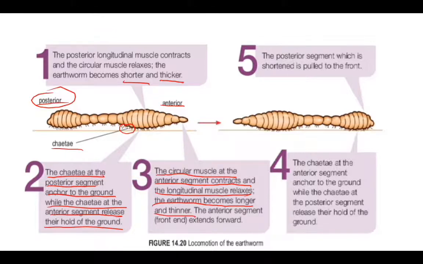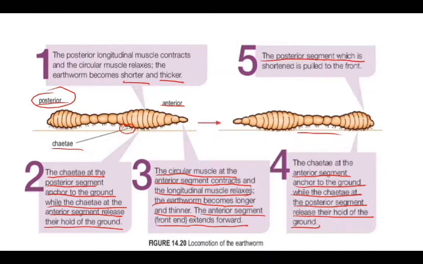So the anterior segment, okay, this is the front end, extends forward. The chaetae at the anterior segment anchor to the ground, while the chaetae at the posterior segment release the hold of the ground. And the posterior segment, which is shortened, is pulled to the front.